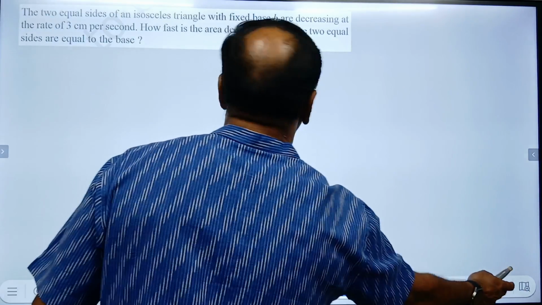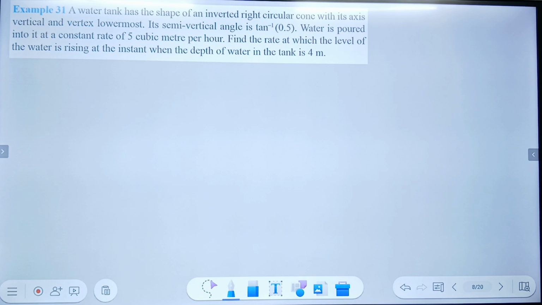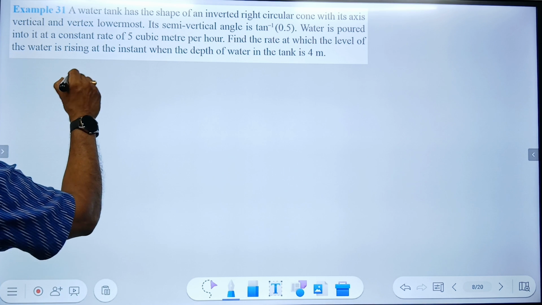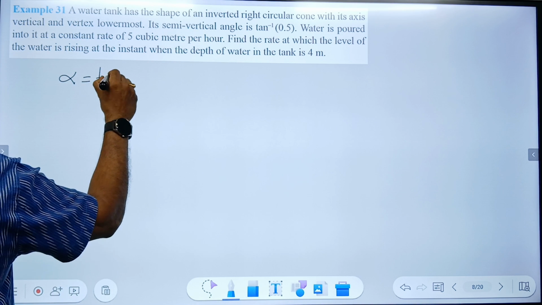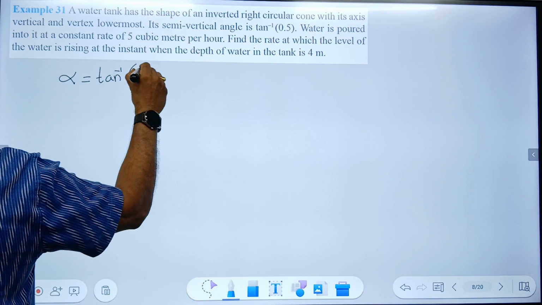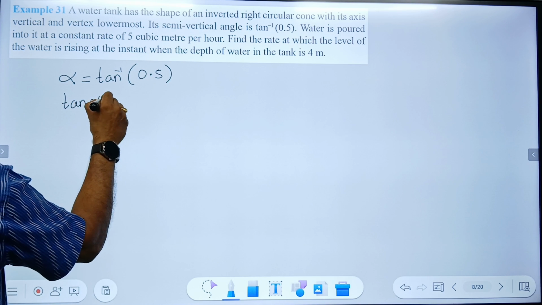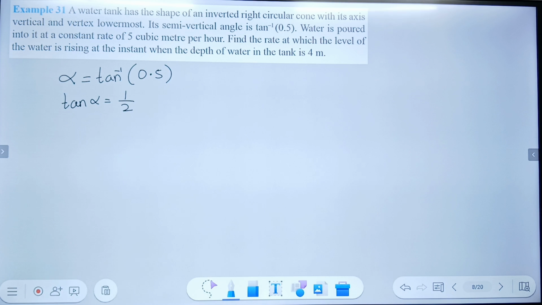Okay, next question. This is again an NCERT worked out example problem. I thought it's very important. Let's do this. A water tank has the shape of an inverted right circular cone with its axis vertical and vertex lowermost, with a semi-vertical angle, I'll call it alpha. My semi-vertical angle is tan inverse of 0.5. So from this I get tan alpha equal to 0.5, which is nothing but 1 by 2.